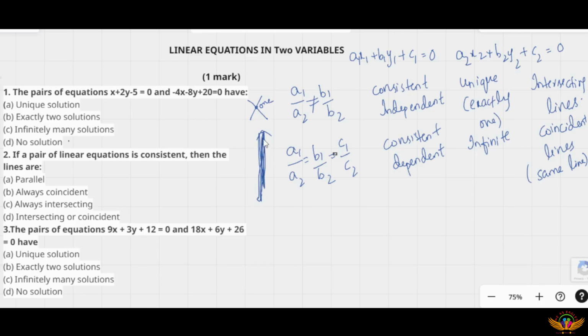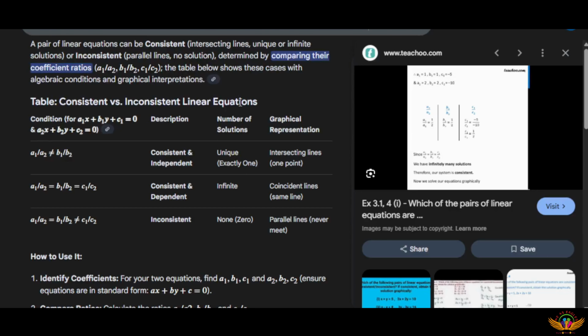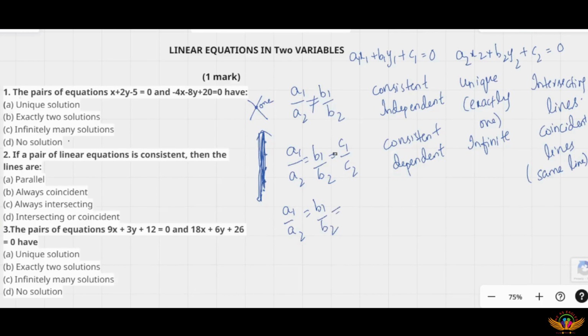It has one point here, one point here, one point here, like that. So an infinite number of solutions will come for this kind of rule when a1 by a2 is equal to b1 by b2 equal to c1 by c2. And the last case is when a1 by a2 is equal to b1 by b2 is not equal to c1 by c2, then it is an inconsistent solution.